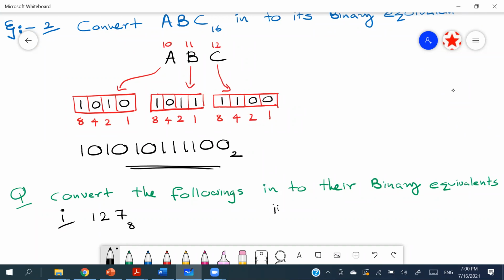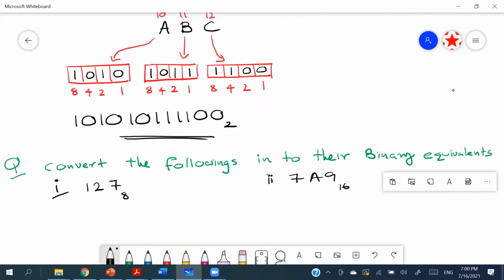Number 2, it's going to be 7A9 in hexadecimal. Two simple maths, so just fill it out, people. And you will realize you will be having the zeros at the very left end, right? So you can omit those left hand zeros finally. So first you extract the things, then you disregard the leftmost zeros, right?